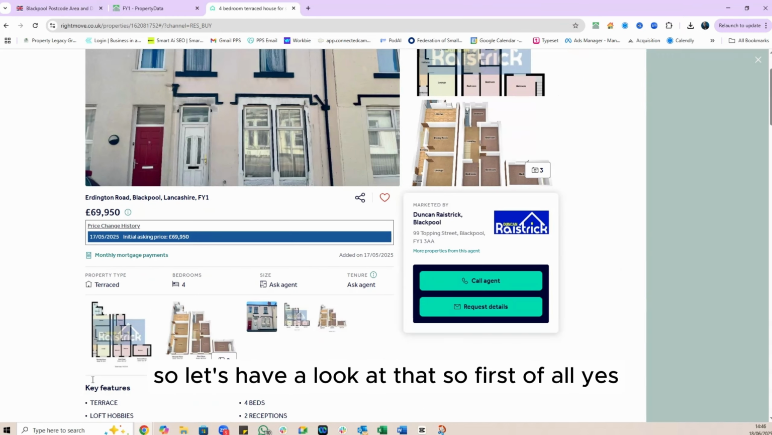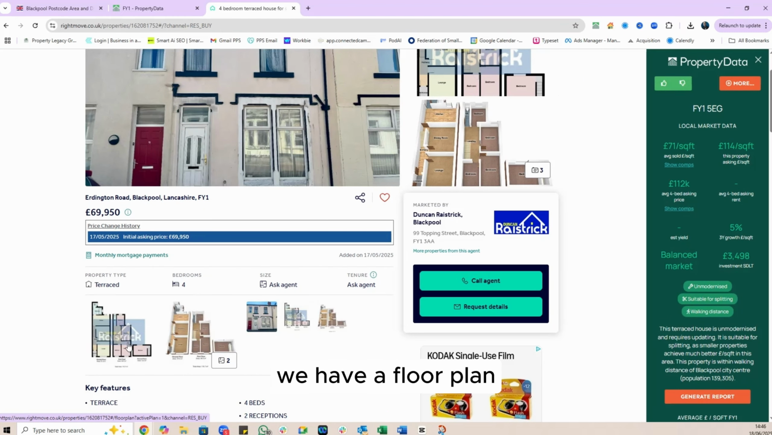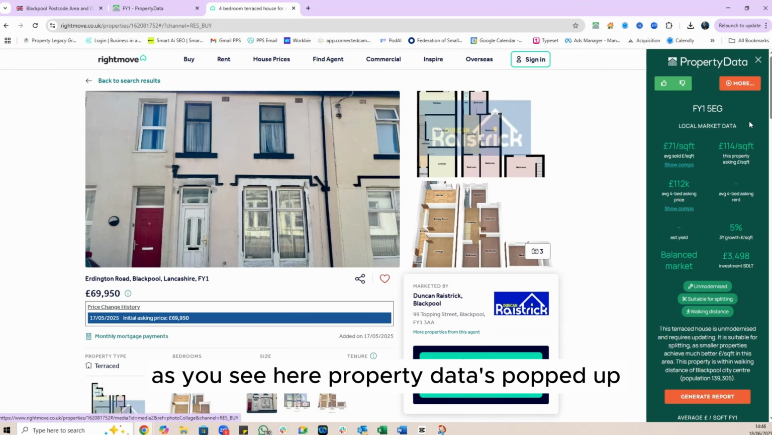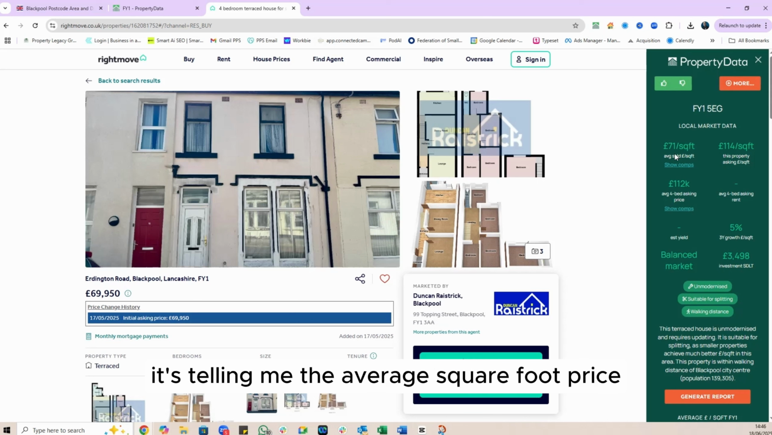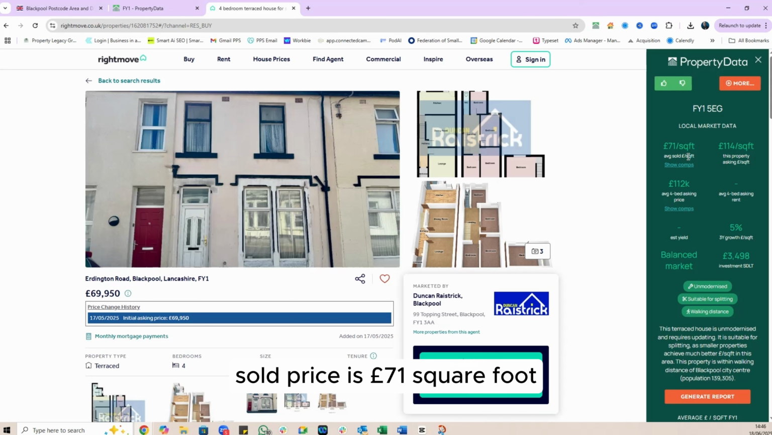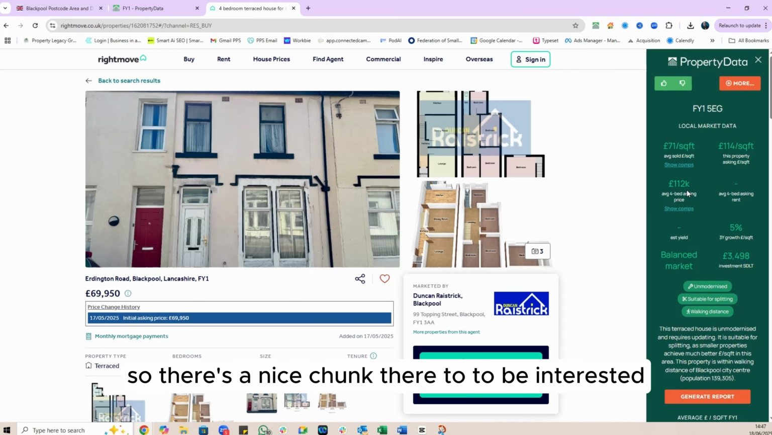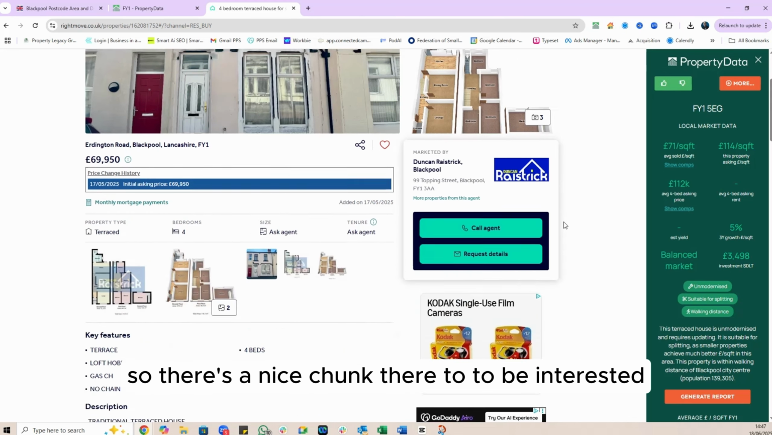So first of all, yes, we have the floor plan. We only have one picture though, so we can't see what the property's like inside. We're going to have to view it if we're interested. As you see here, Property Data has popped up. It's telling me the average sold price is £71 per square foot. The asking price is £114 per square foot, so there's a little bit of difference. The average 4-bed asking price is 112. So this is at 69,950 and the average asking price is 112, so there's a nice chunk there to be interested in.